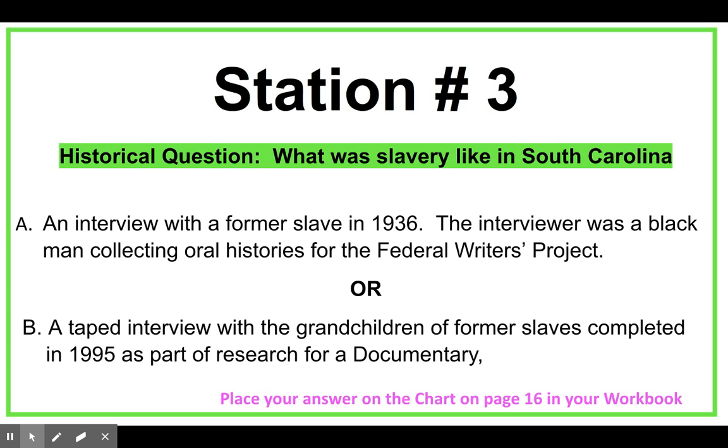Would we use an interview with a former slave done in 1936? The interviewer was African American, and he went around collecting oral histories for the Federal Writers Project. So he went around and interviewed former slaves and wrote down what they said. So that's one source, the interview.